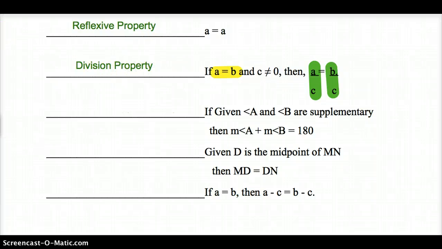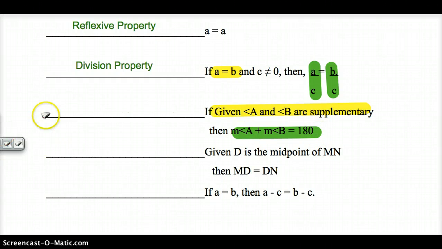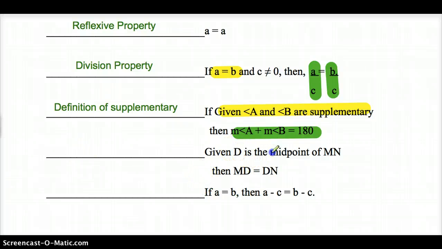In our next one, it reads, given angle A and angle B are supplementary, then the measure of A plus B equals 180. What lets you say, if you have supplementary, that they add to 180? Definition of supplementary. You're given D is the midpoint of MN. So I'm going to draw that.